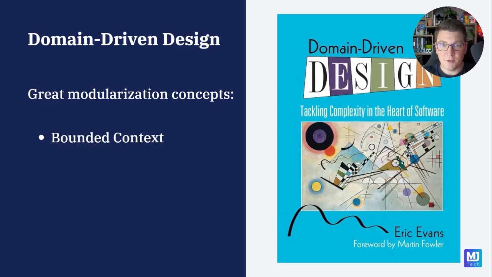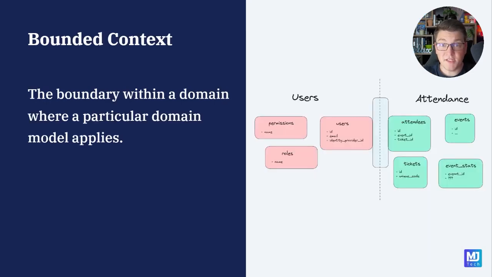And the first pattern is a bounded context, which is a strategic design pattern, and the second pattern is the aggregate, which is a tactical design pattern. What is a bounded context? Well, let me first give you the book definition that says that a bounded context is the boundary within a domain where a particular domain model applies. Now, this might seem a little bit confusing. What do we consider a boundary? What do we consider a domain model? So let me try to explain this on a practical example.